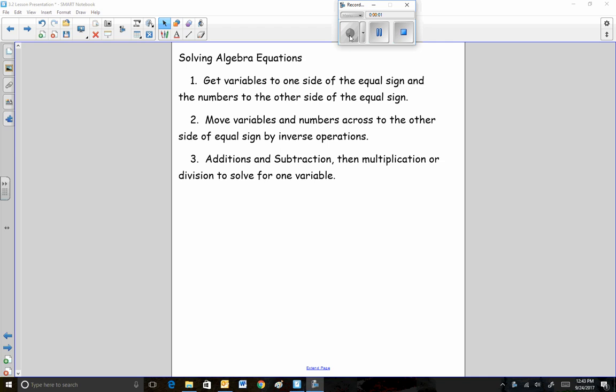Students, we're looking at solving algebra equations today. The first thing you need to know is that you have to get variables to one side of the equal sign and the numbers to the other side of the equal sign.